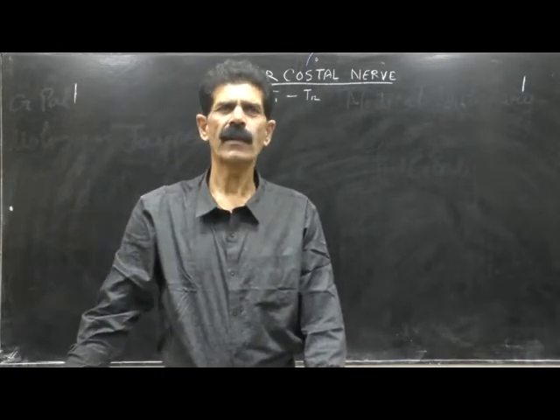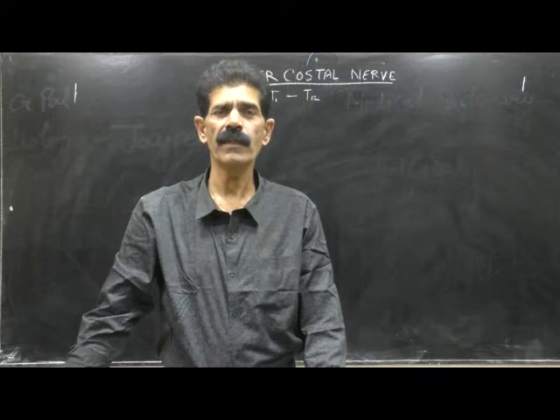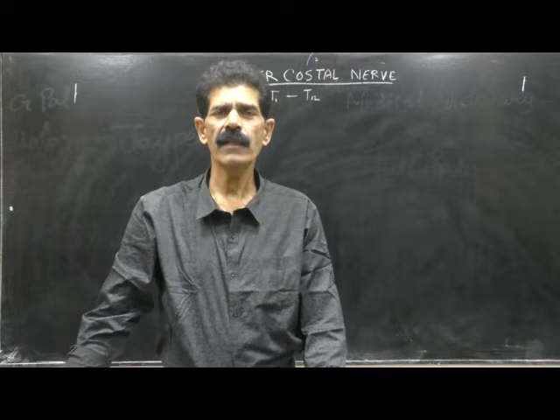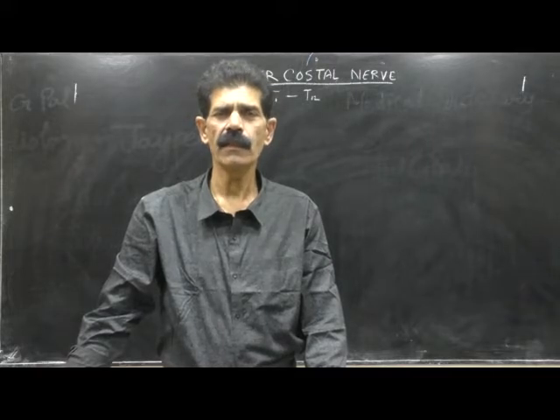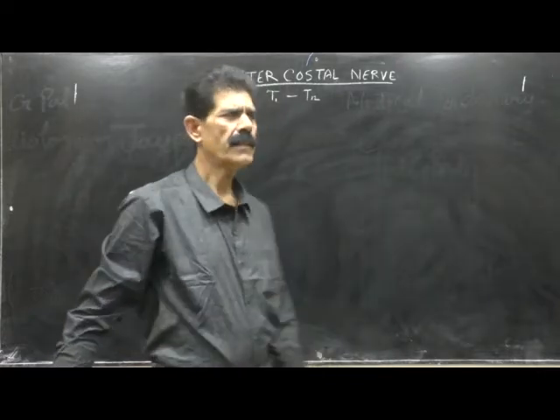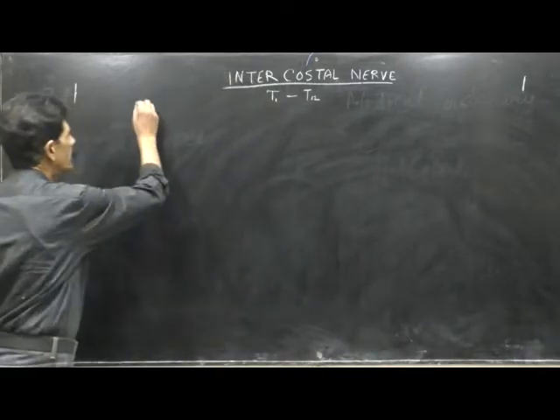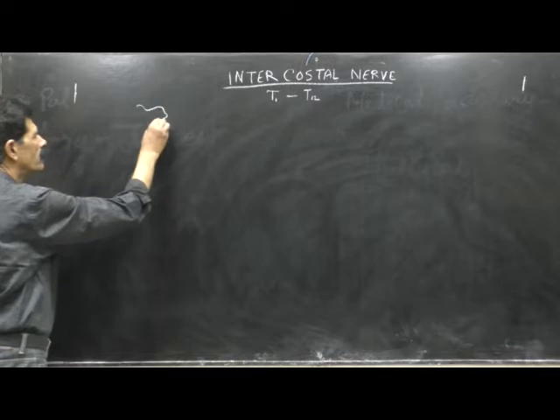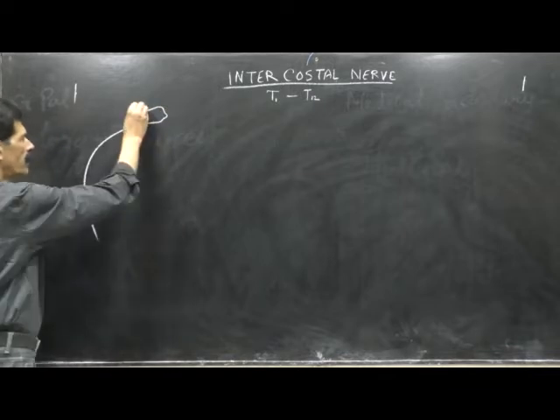As we know, the spinal cord is attached with 31 pairs of spinal nerves. Out of these 31, 12 are dedicated to the thorax, that is called the intercostal nerve, and they run in the intercostal groove along with the intercostal vein and intercostal artery. So they run in the intercostal groove.